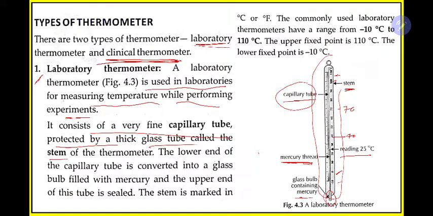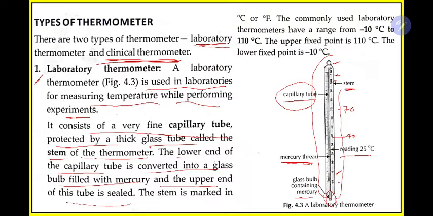That is the outer cover, the stem of the thermometer. The lower end of the capillary tube is converted into a glass bulb filled with mercury, and the upper end of the tube is sealed. They are telling us this stem is a tube that has two ends. Obviously the upper end will be sealed, and the lower end will be closed with a mercury bulb. Mercury is a metal, remember.